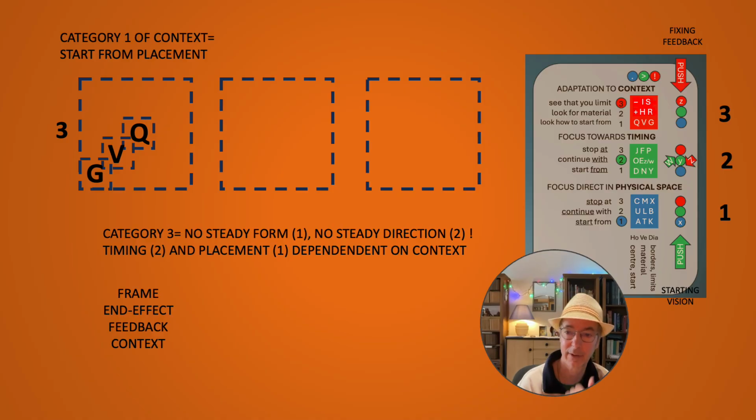The third category has a disadvantage just in understanding it, because it will not have, like in category 1, a steady form. It will not have a steady direction, like in category 2, or a timing that is very clear, or the placement that is also very clear in number 1. It will all depend on context. So there will be a timing involved, there will be a placement involved, but it depends on context.